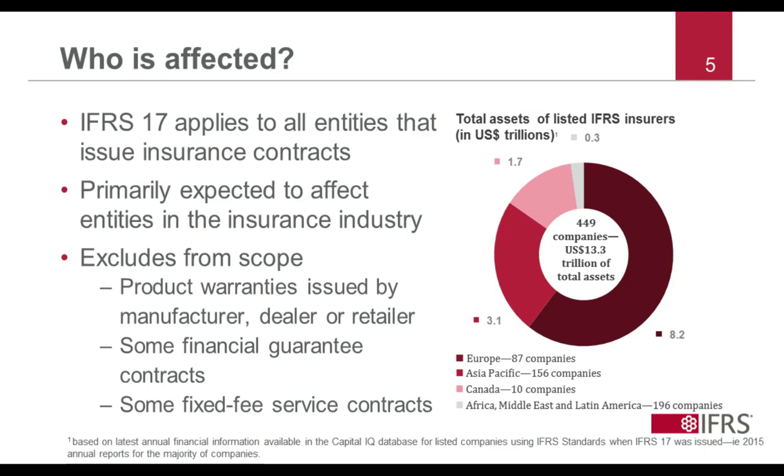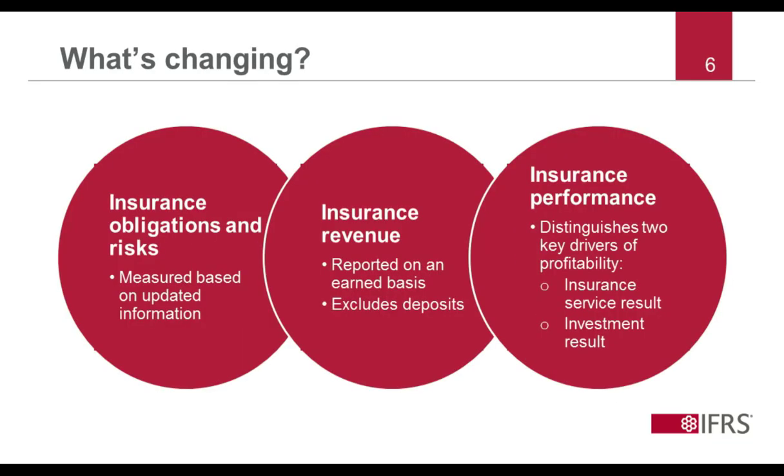It also excludes some financial guarantee contracts, and the standard also scopes out fixed fee service contracts. Now, a fixed fee service contract is essentially a contract where the service provider agrees to provide an uncertain future service in return for a fixed fee. And although that has some of the elements of an insurance contract, it would be excluded from the application of this standard, and by choice an entity can look to apply IFRS 15 to those transactions instead.